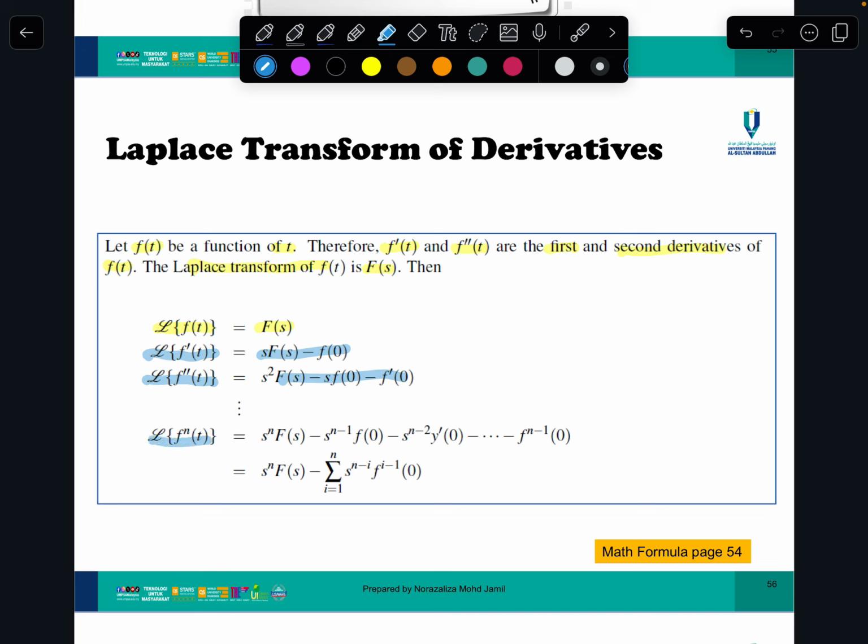This formula can be found in the mathematical formula book on page 54. So make sure you know the position of that formula. Please refer to the mathematical formula book page 54, section 7.8, numbers 2, 3, and 4. Right?